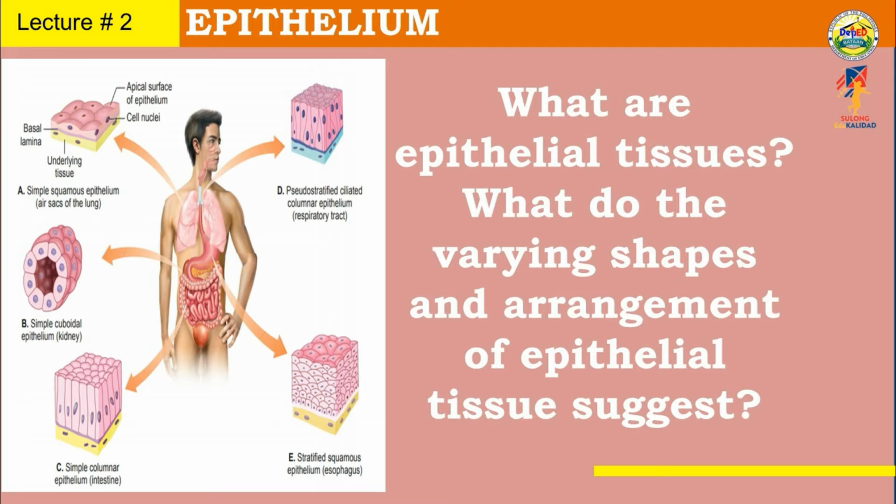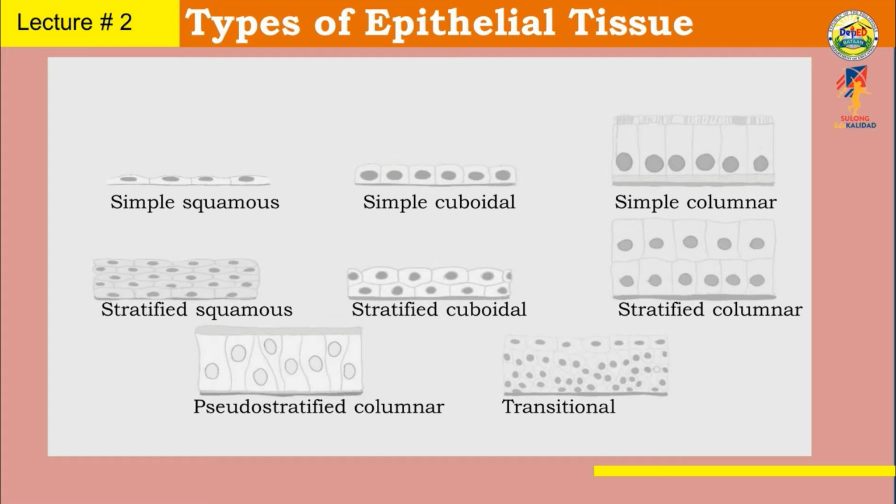The epithelial tissues are named according to the number of cell layers they have and according to the shape of the cells on their apical or basal surface. So these are the types of epithelial tissue: the simple squamous, simple cuboidal, simple columnar, stratified squamous, stratified cuboidal, stratified columnar. We also have the pseudostratified columnar, and last, the transitional. Let's try to observe the types of epithelial tissue. The simple epithelium has a single layer of cells, whereas the stratified epithelium has multiple layers. The pseudostratified epithelium is a single layer, but it appears stratified because the cells vary in length.